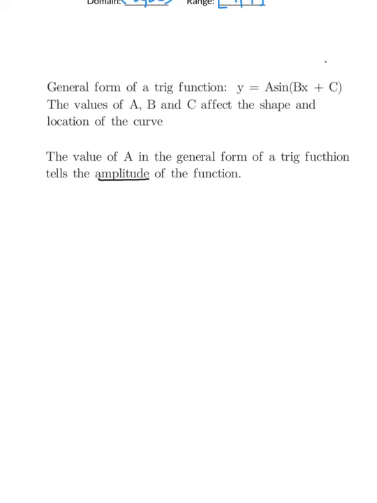The general form for a trig function is y equals a times the function. I just chose to put sine in there. And then the quantity of bx plus c. The values of the a, the b, and the c have different effects on the shape and the location of the curve. The value of a in the general form of a trig function tells the amplitude of the function.